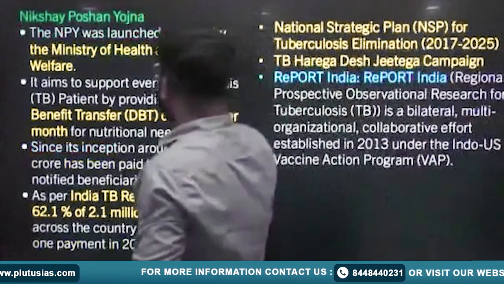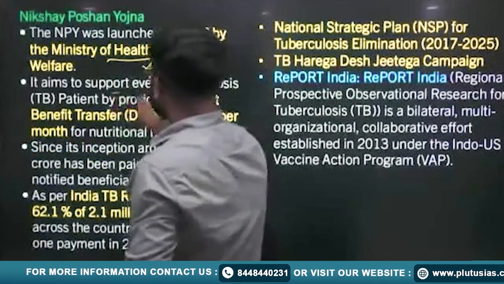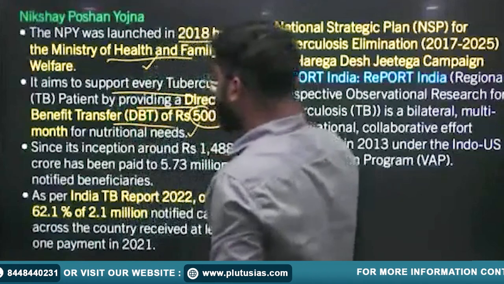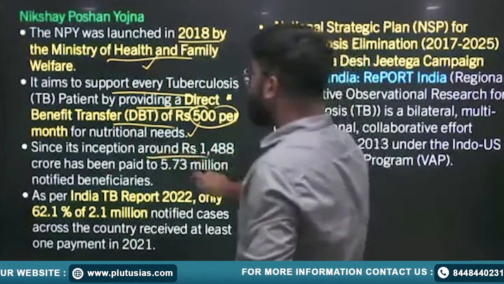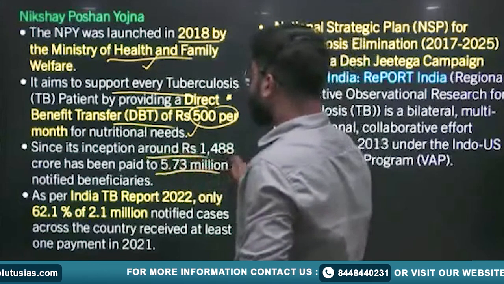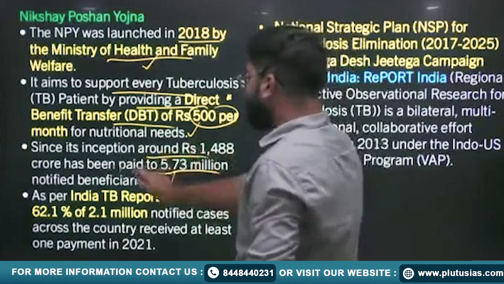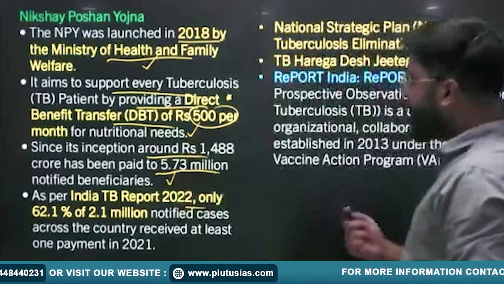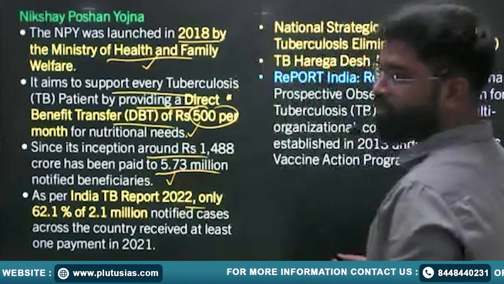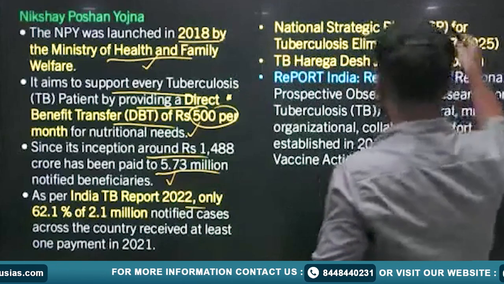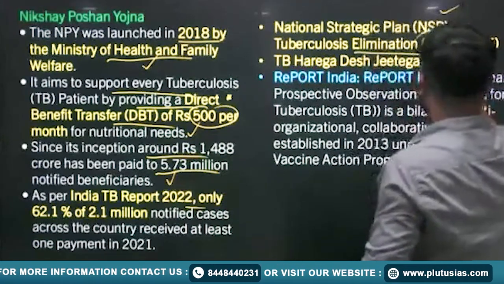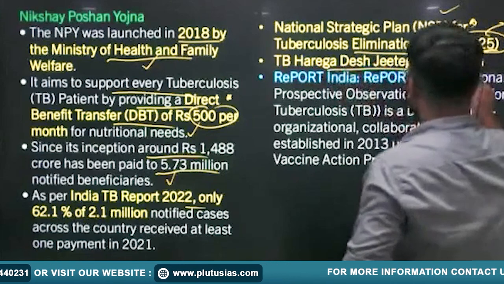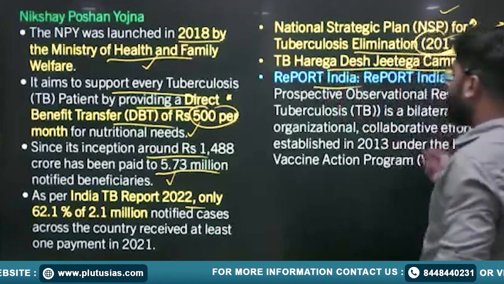Then Nikshay Poshan Yojana was launched in 2018 by the Ministry of Health and Family Welfare. It aims to support every TB patient by providing direct benefit transfer of ₹500 per month for nutritional needs. Since its inception, around ₹1,488 crore has been paid to 5.73 million notified beneficiaries, and as per India's TB Report 2022, only 62.1% of notified cases across the country received at least one payment in 2021. Some of the data. Apart from that, the National Strategic Plan for Tuberculosis Elimination, which was started in 2017, and the TB Harega Desh Jeetega campaign.